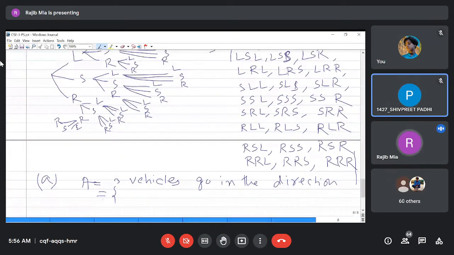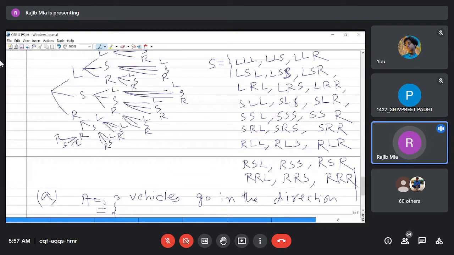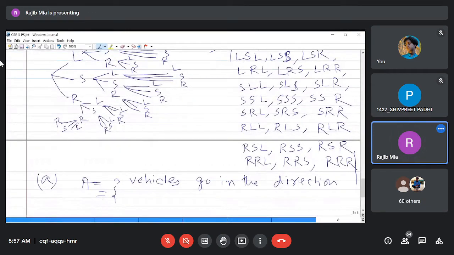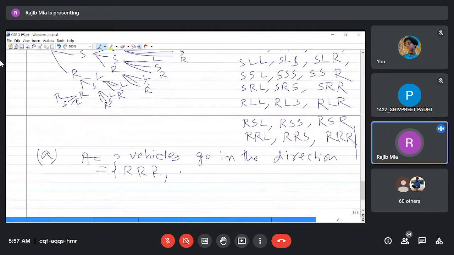Okay, so there are three possibilities: left, right, or straight. So for three in the same direction, the only possibilities are RRR, LLL, and SSS. That is, either all three vehicles turn right, or all three turn left, or all three go straight. So the three possibilities are there.